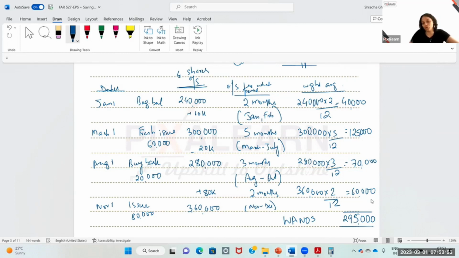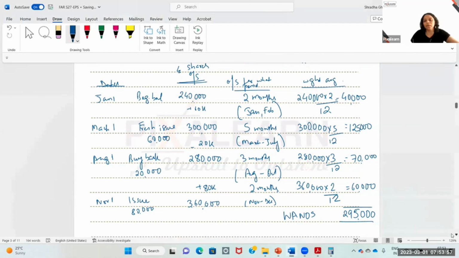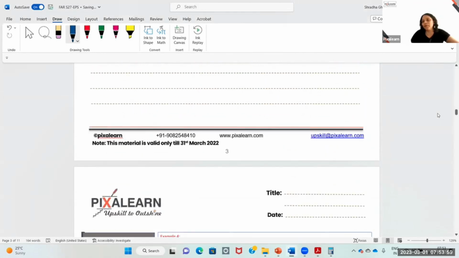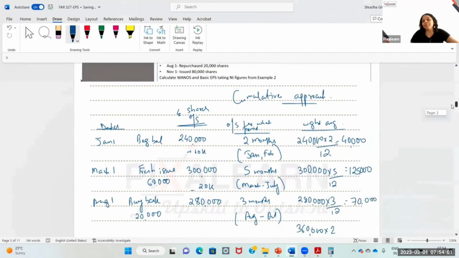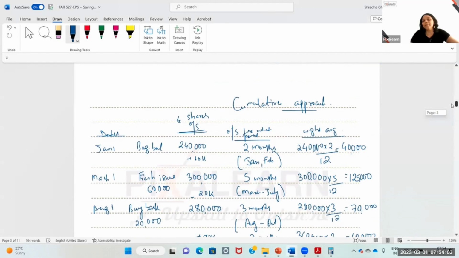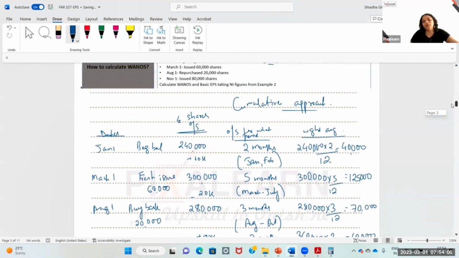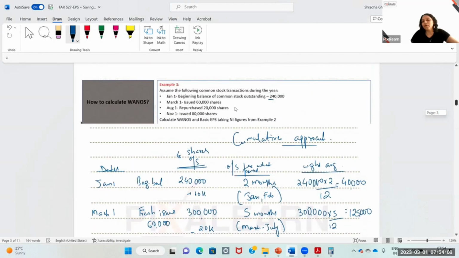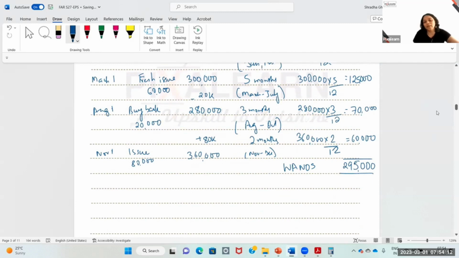So this is one approach. There is another approach which is equally correct if you want to follow it, which is to take each issue separately. So what will happen if you take each issue separately? Then you will have to take 240,000 for the full year. Is this clear or not? I'm just taking a shortcut and writing it here. I will take 240,000 for the full year, which is 12 months.